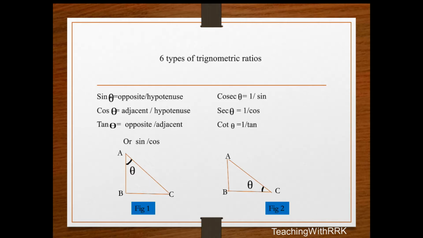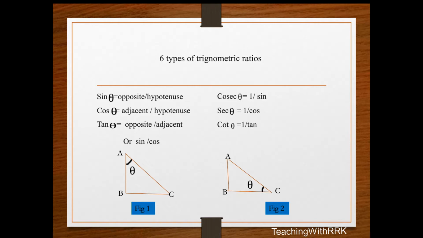So for figure 1, what is sin theta? Sin theta is opposite side by hypotenuse. So for the first figure, sin theta is BC by AC. For the second figure, theta is marked near C. So sin theta is AB by AC. Cos theta is adjacent side by hypotenuse. For the first figure, cos theta, the adjacent side is AB. So AB by AC. Second figure, cos theta is BC by AC.